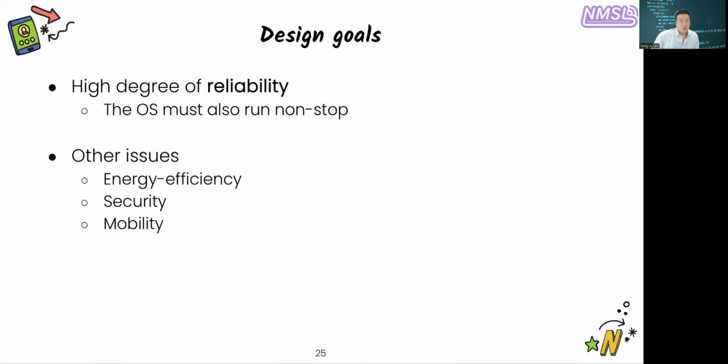And also, with energy efficiency and mobility, you also have space restraints. It has to be small, so it has to be lightweight, but also be secure. So those are some of the design goals that an operating system has.